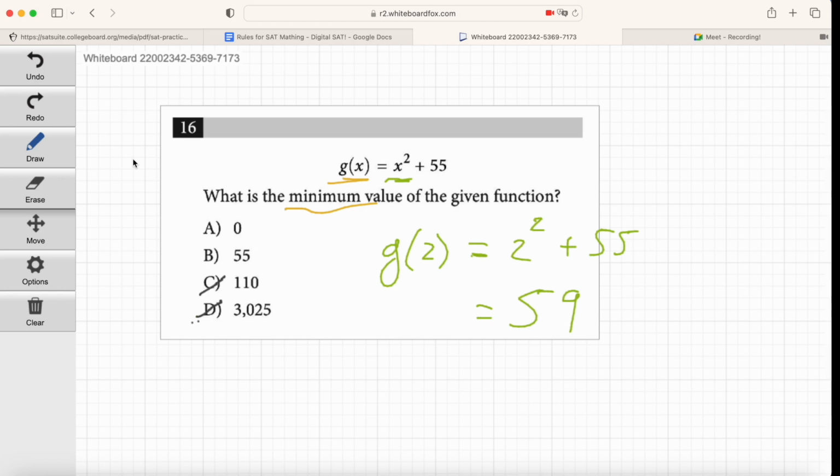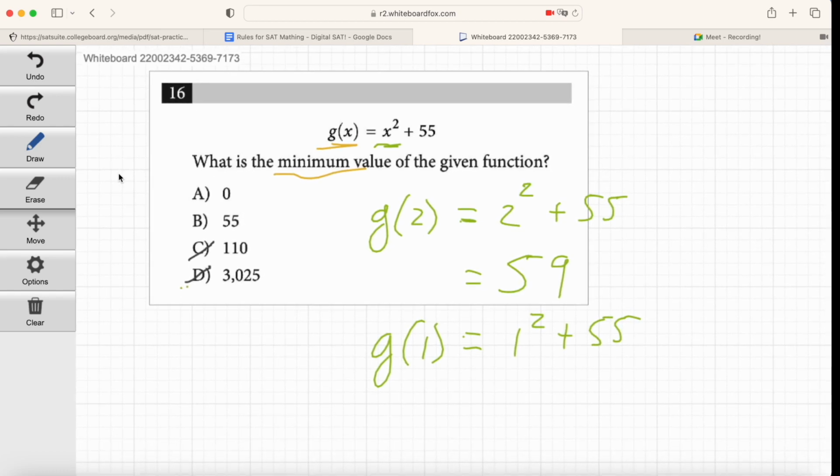Right? But just by like, okay, let's try to make g small. Can we make it smaller? I think we can. What can we plug in for x to make it even smaller? 1. Plug in a 1. What do we get? Well, what's 1 squared? Oh, 56. Right. So that's just 1 plus 55. This is 56. So we're getting even smaller.